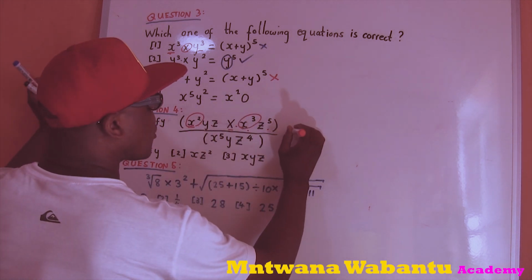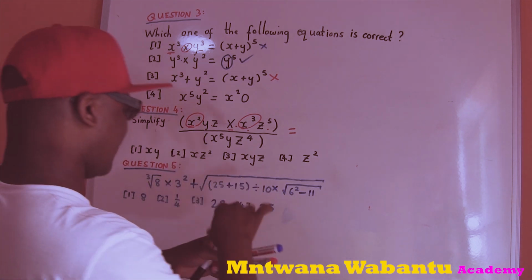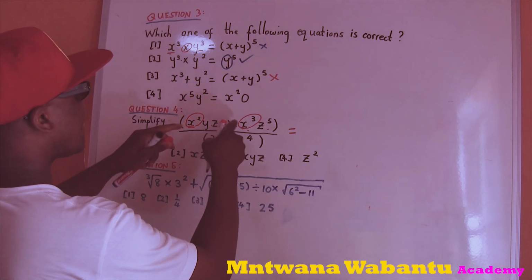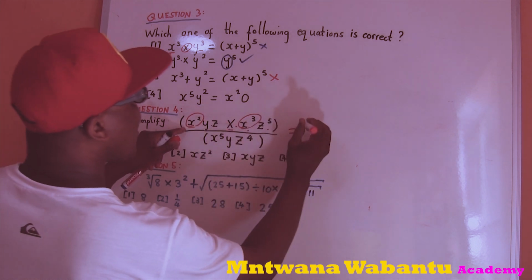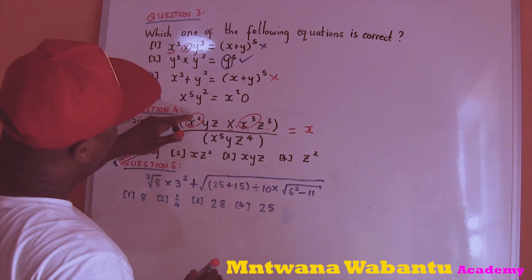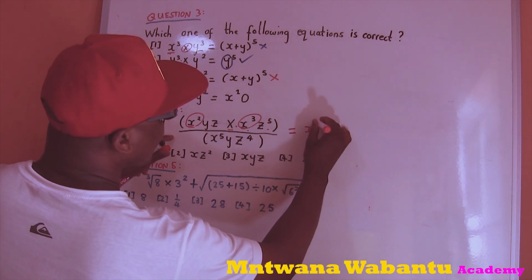So what I'm going to do, I can do it straight away here. I'll say these bases are the same and there's a multiplication. So with x squared and x cubed, I'm going to write only one x and add the powers: 2 plus 3 equal to 5.